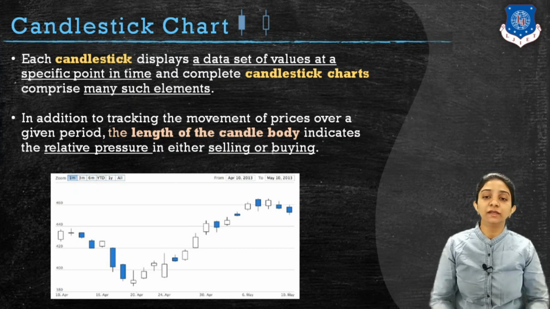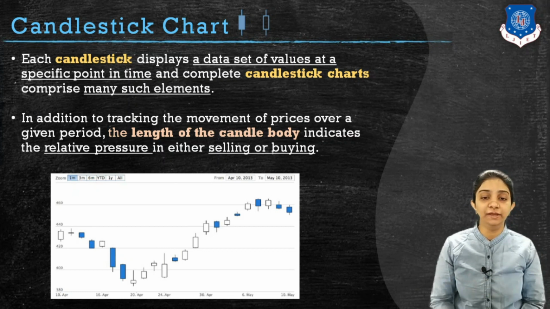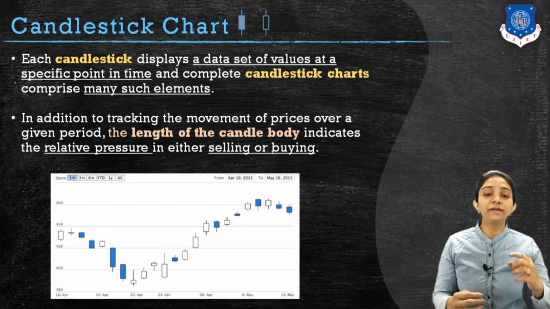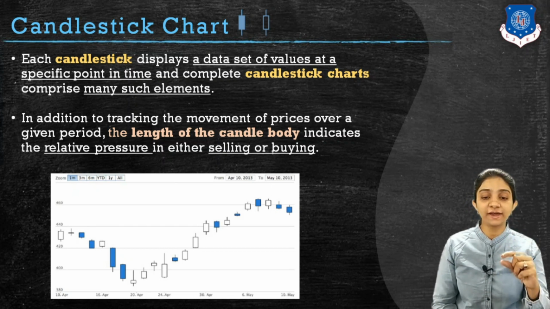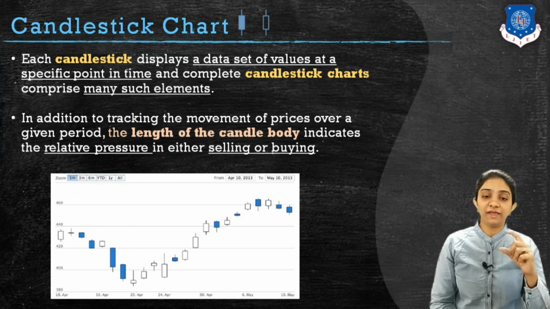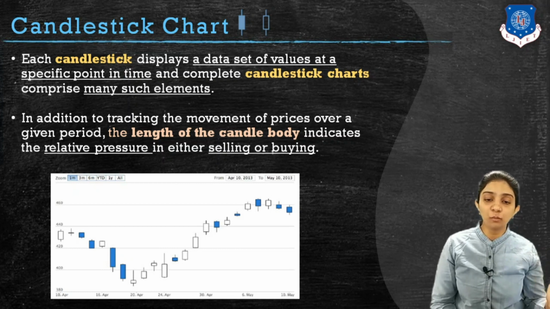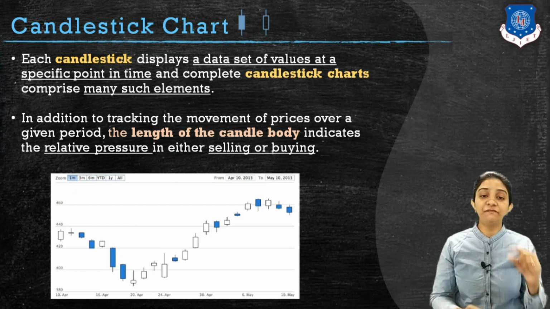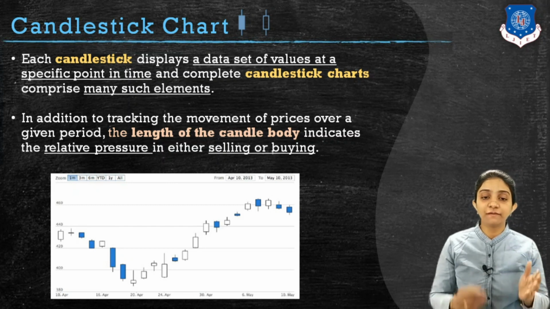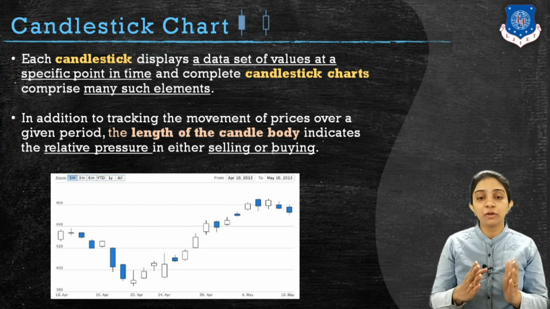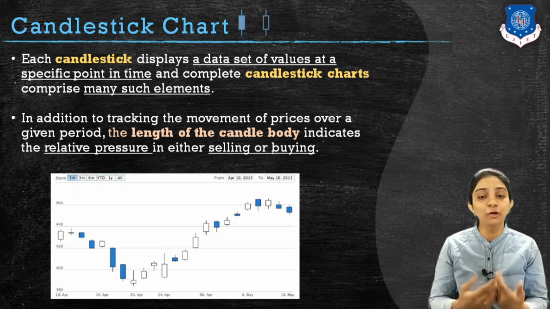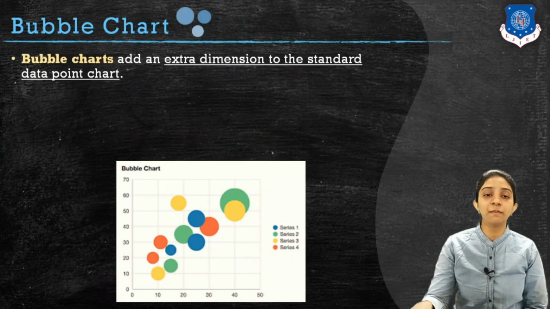In addition to tracking the movement of price over a given period, the length of the candle body indicates the relative pressure of selling or buying. If the candle is of small size, the pressure of buying is small. If the size of a hollow candle is bigger, then the pressure of buying is more. Similarly for selling, if the filled candle size is small, selling pressure is less, whereas if the size of a filled candle is high, then the selling pressure of that stock is also high.